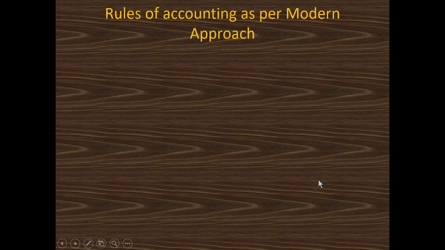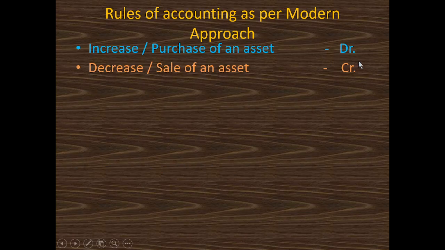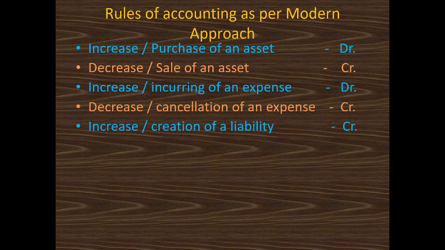Based on this, the rules of accounting as per the modern approach are as follows. Increase or purchase of an asset, debit. Why? Because the basic nature is debit, so increase is also debit. Decrease or sale of an asset is credit. Why? Because the basic nature of an asset is debit, so decrease is the opposite, that is credit. In the same way, increase or incurring of an expense, debit, because the basic nature is debit. Decrease or cancellation of an expense, credit.